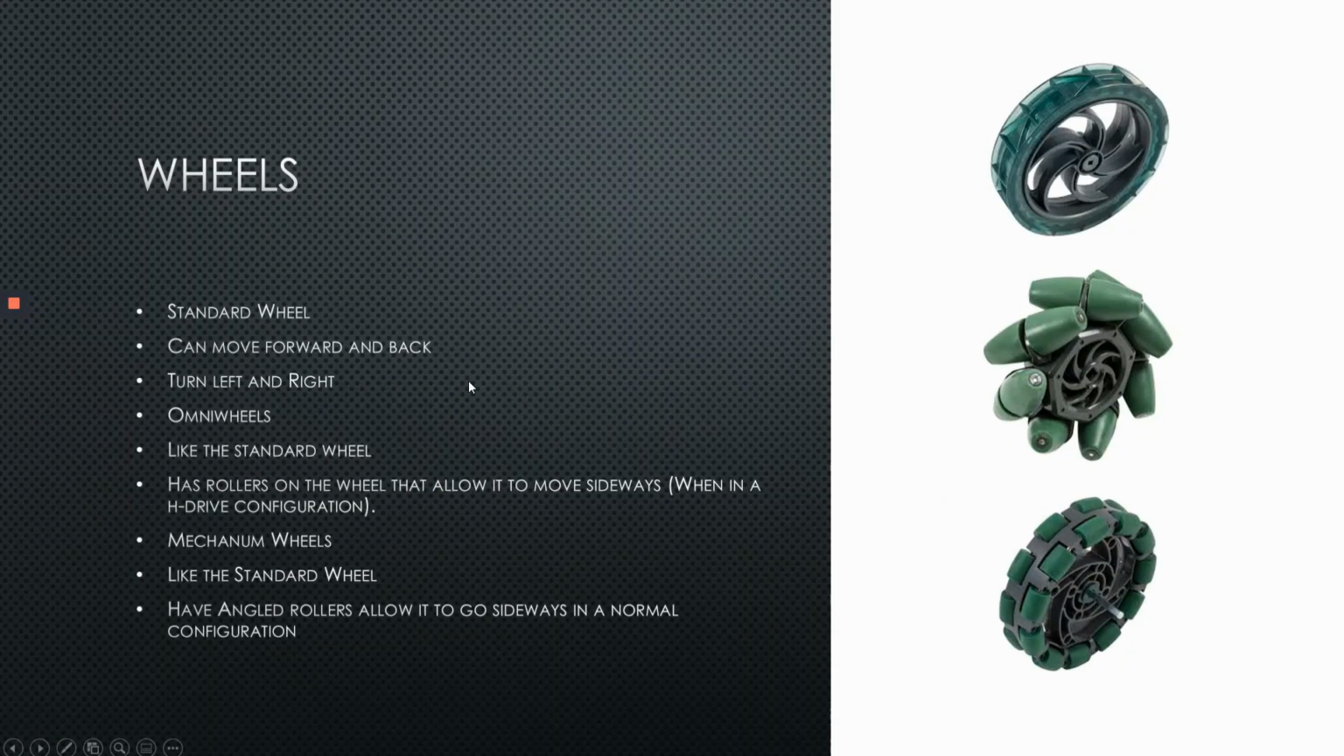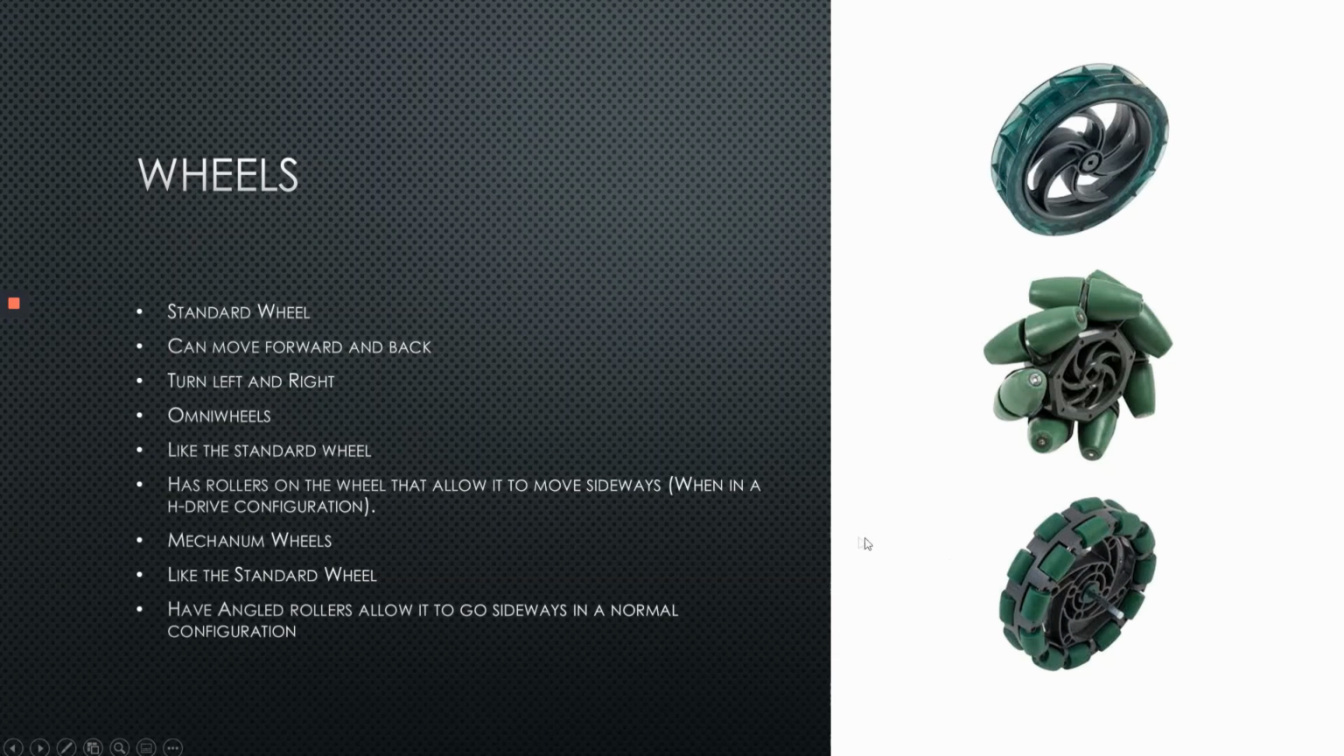The last thing I'm going to talk about is the wheels. The wheels are probably the most important part of a drivetrain. They allow your drivetrain to function properly as it's supposed to. Up here, that's the standard wheel. It does what your standard wheel needs to do. It can move forward, it can go back, it can turn left, it can turn right. I wouldn't say it's the most commonly used. In my opinion, I think the most commonly used would be the omni wheels, which are shown below.